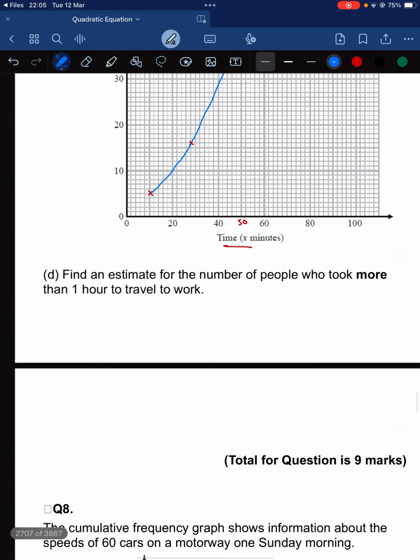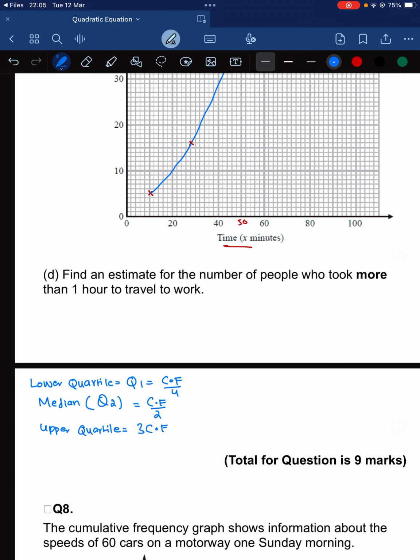interquartile range. For that you need to learn these formulas first. We have the lower quartile, called Q1, and it is cumulative frequency over 4. Then we have the median, called Q2, and that is cumulative frequency over 2. And then we have the upper quartile, which is 3 times CF over 4. These are the formulas which we need to learn.